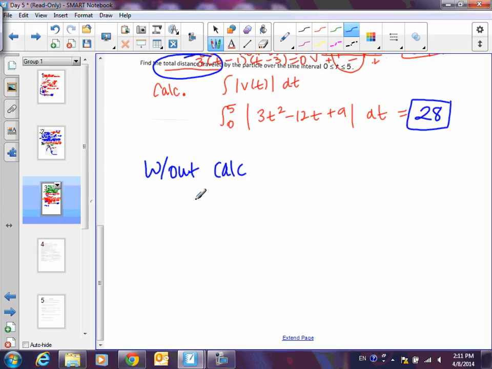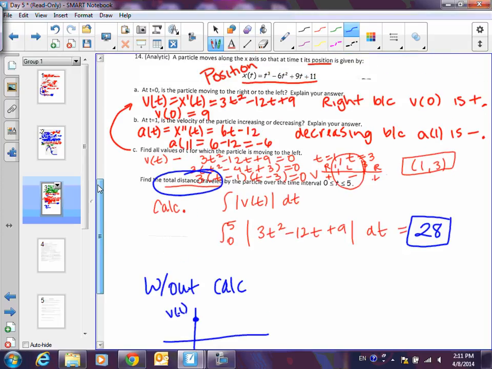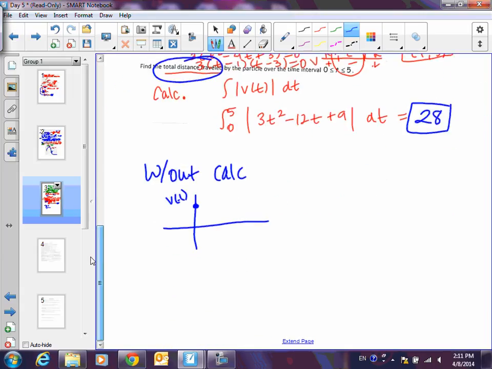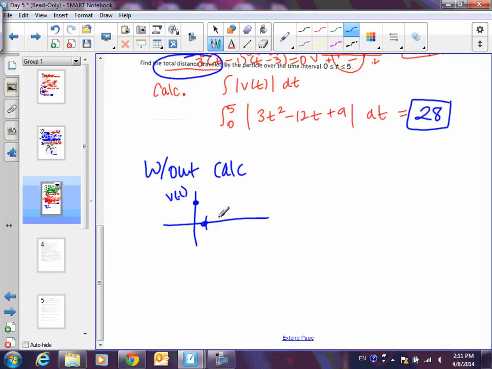Without a calculator, what you would have to do is graph V of t. Because they actually help you out here. You know V of 0 is 9, and you know that 1 and 3 are your roots. You actually already know the graph of what this looks like. It's a parabola, and it looks like this. So without a calculator, what you would have to do is integrate V of t from 0 to 1.